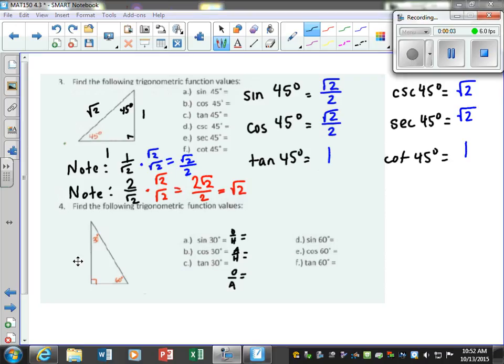Okay, this next example, we want to fill in the missing sides. This is our special 30, 60, 90 triangle. So we know the side opposite 30 degrees is 1. Our hypotenuse side is 2. And this is square root of 3.